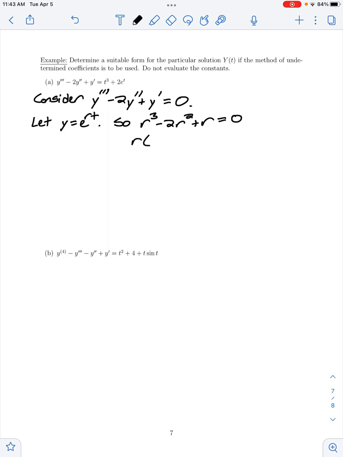So factoring out an r, I am left with r squared minus 2r plus 1. And that can be factored as r minus 1 quantity squared. So I find that my roots would be 0 and 1, which has multiplicity 2.